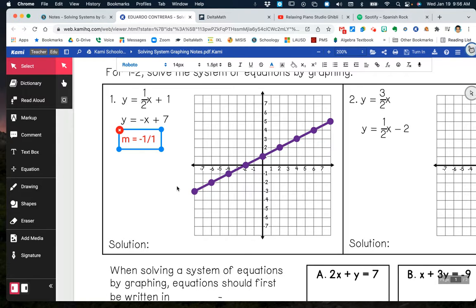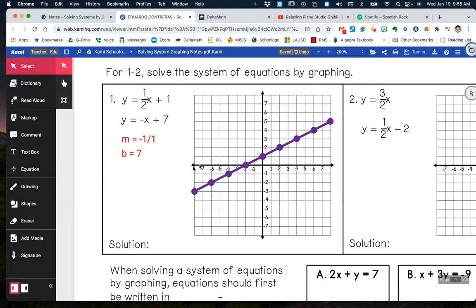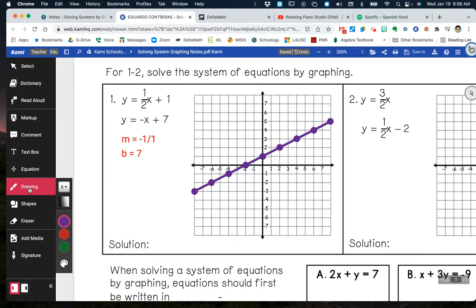Okay. And then I'm also going to say the b value, remember the m and the b? The y-intercept is the b value. That's going to be 7. So I'm just going to write that to remind me. That's my starting point. Okay. So I'm ready to make my second line.